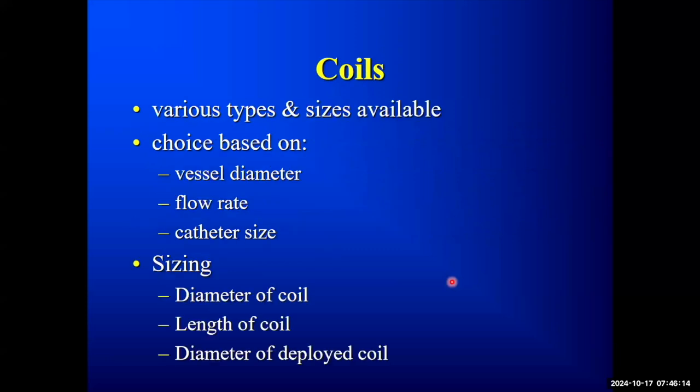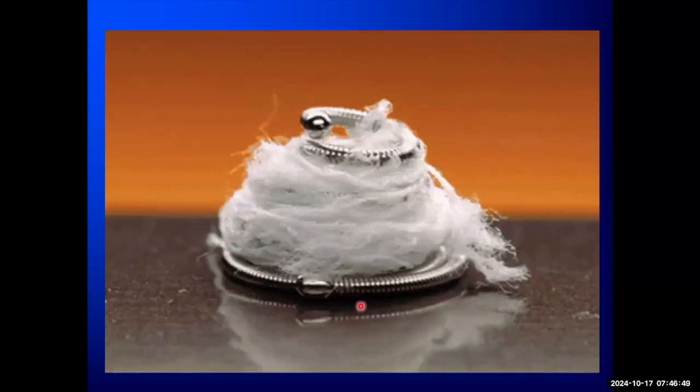Coils, again, wide variety of shapes and sizes and types available. You choose it based on the vessel diameter, the flow rate, and the catheter size you're using. Sizing, you need to pay attention to the markers on the package. So they are sized according to the diameter of the coil, the length of the coil, and the diameter of the deployed coil. So usually there's a nice little diagram on the package to help you sort that out, because it might say 14 by 6 by 8. And without the diagram, it's hard to know which of those numbers corresponds with each of these things.